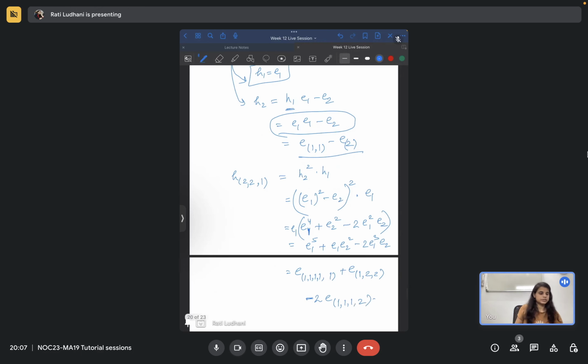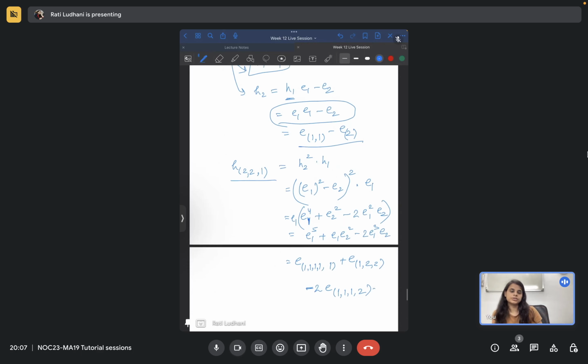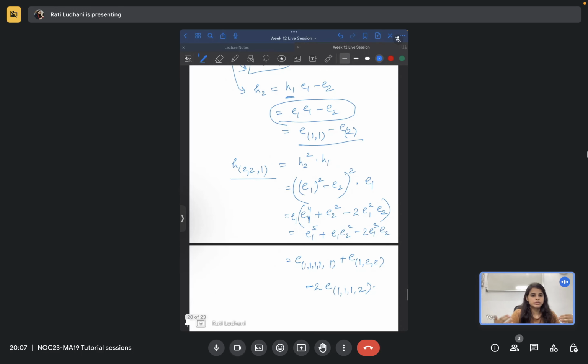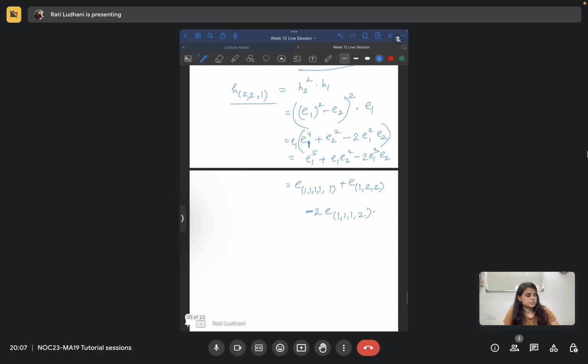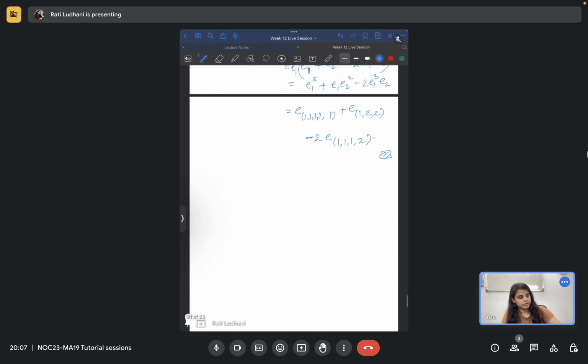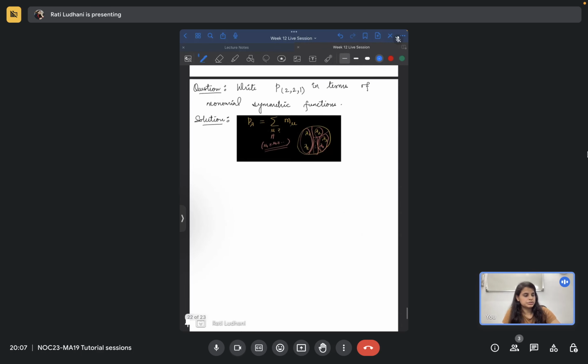So this is exactly your complete homogeneous polynomial in terms of elementary symmetric polynomials. Now if they ask for the elementary polynomial in terms of complete symmetric polynomials, we can do that too. Okay, then let's move to the next question.